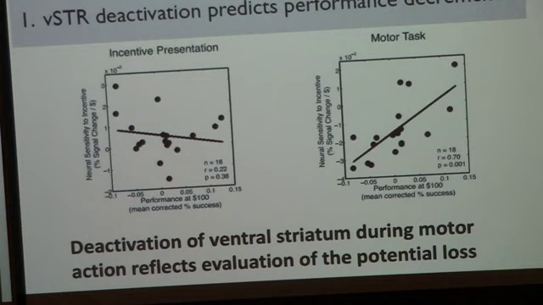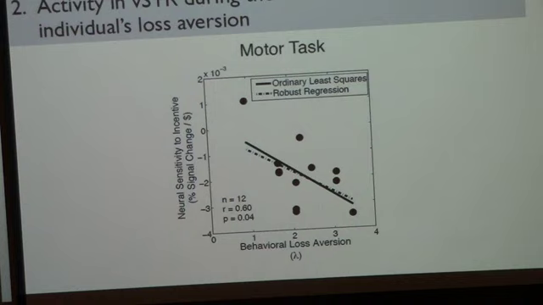So the first result from this experiment is that the ventral striatum deactivation remains. The other one is that the activation of the ventral striatum during the motor task is related to someone's loss aversion. The loss aversion is essentially an index of how much a person feels the loss, how much he hates the loss. So the higher the loss aversion is, the more he will be under pressure during the high incentive.